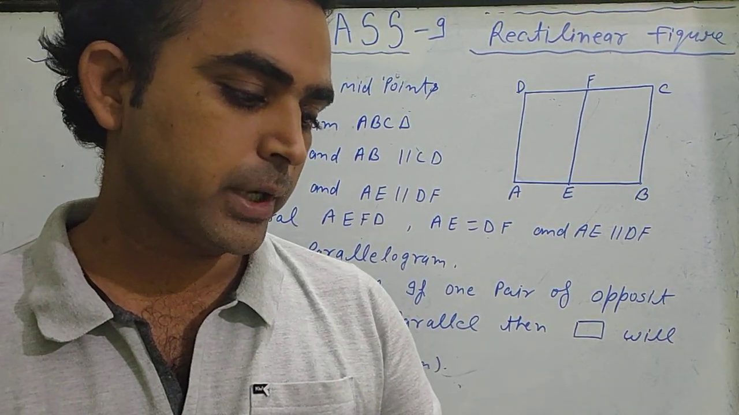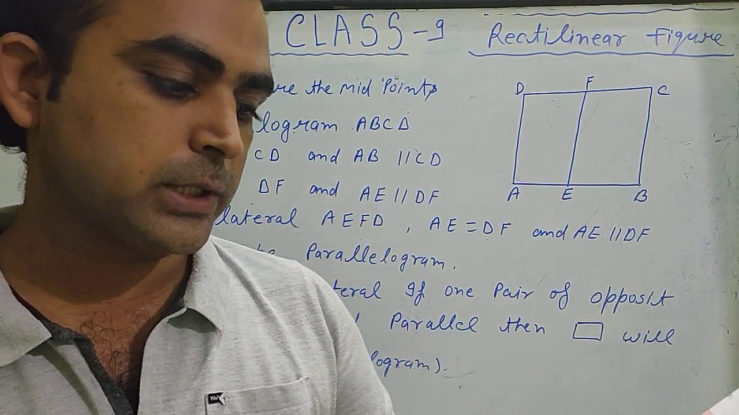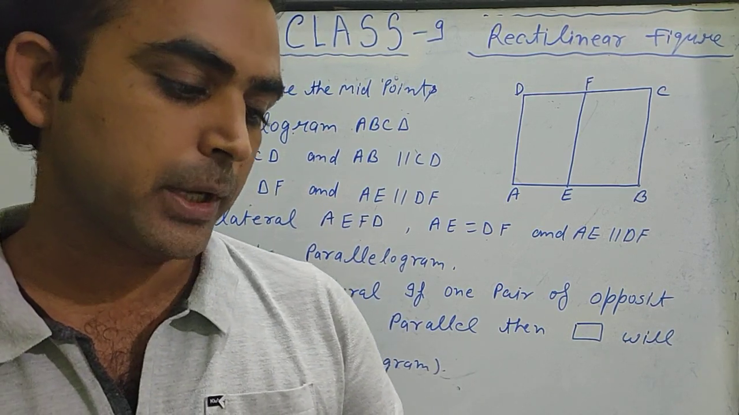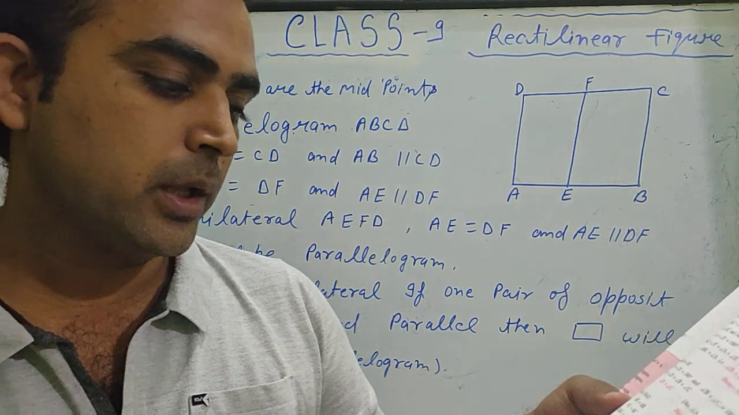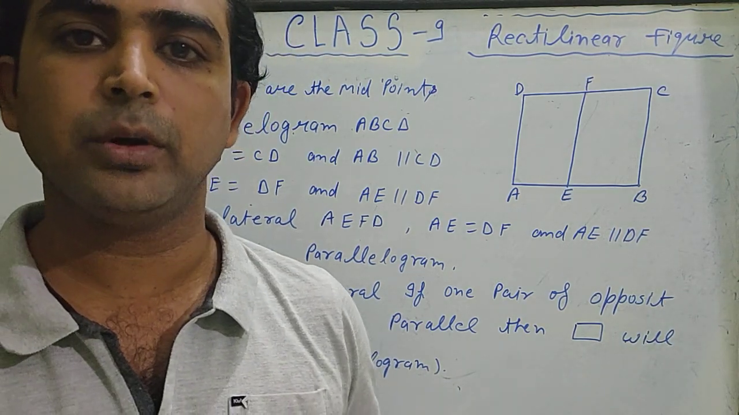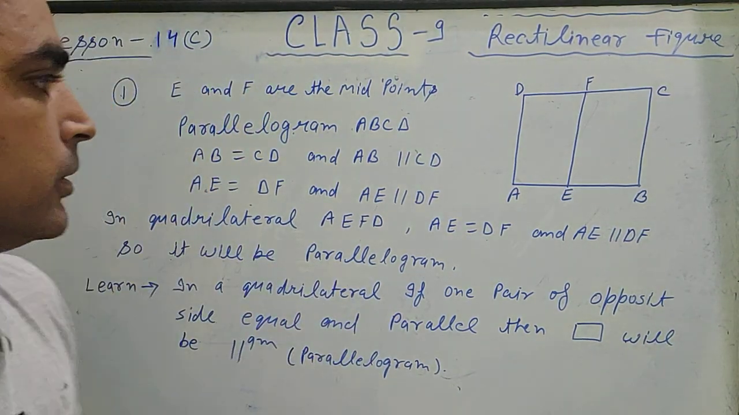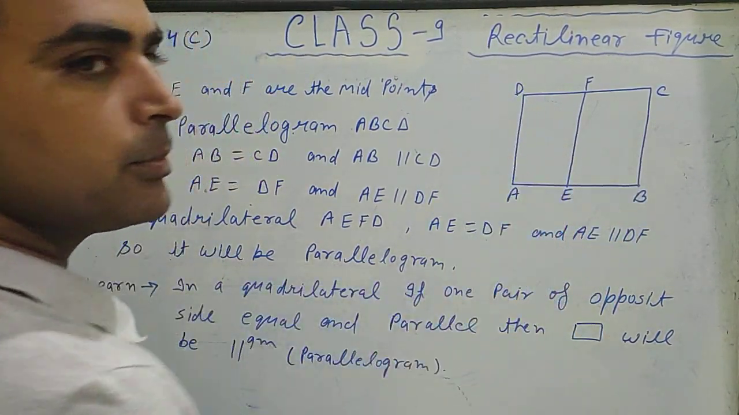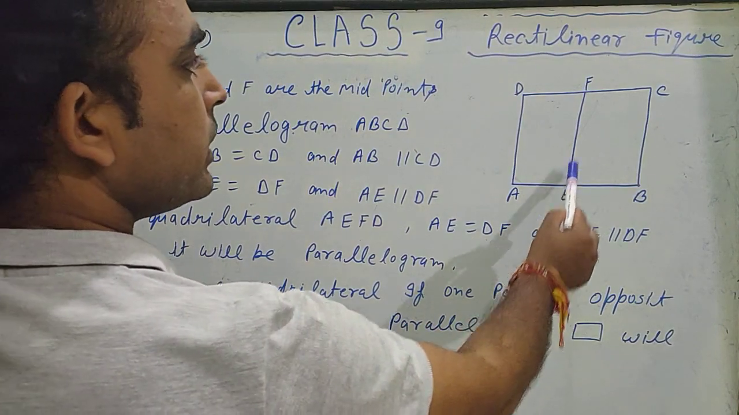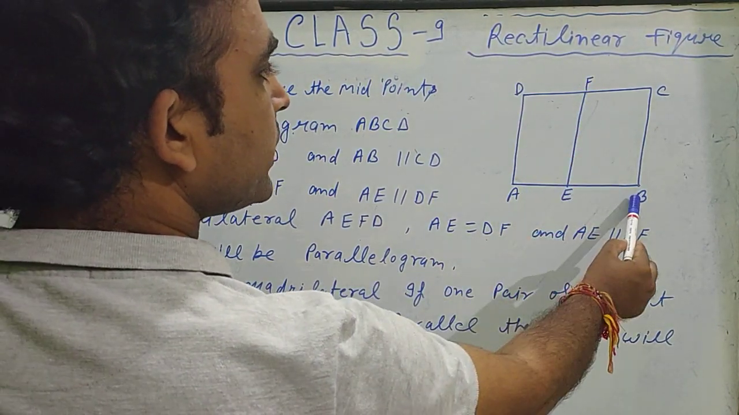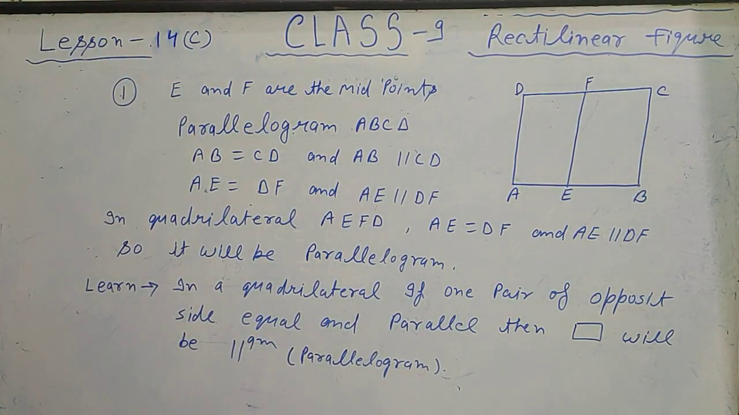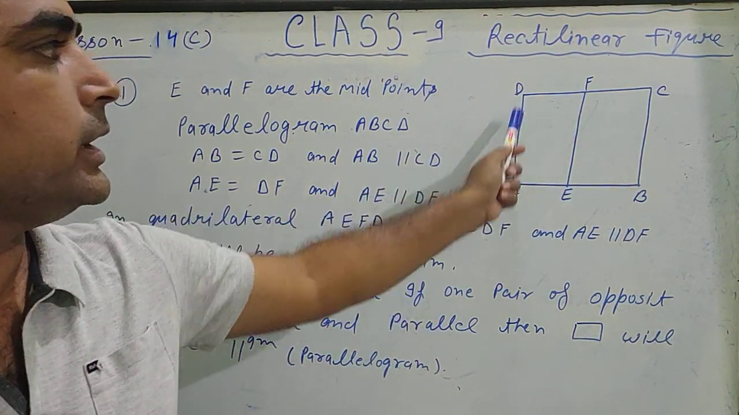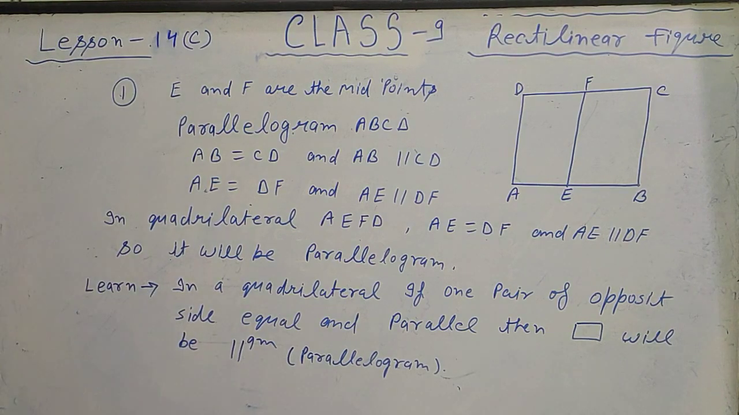The question number 1: E is the midpoint of the side AB and F is the midpoint of the side DC of the parallelogram ABCD. Prove that AEFD is a parallelogram. In this question it is given that ABCD is a parallelogram. E is the midpoint of AB and F is the midpoint of CD, and we have to prove that AEFD is a parallelogram.